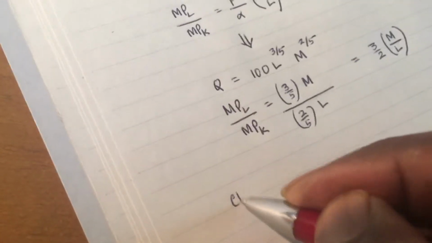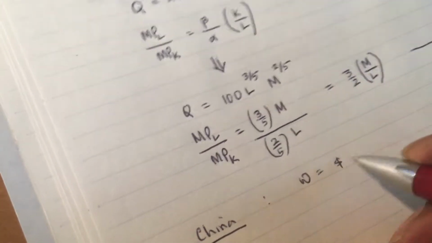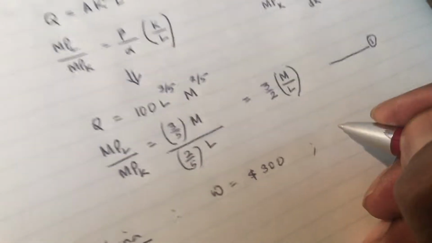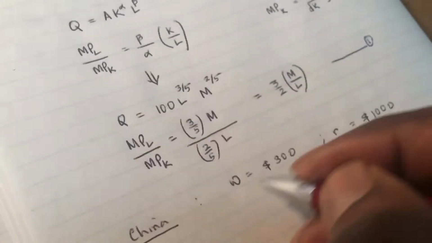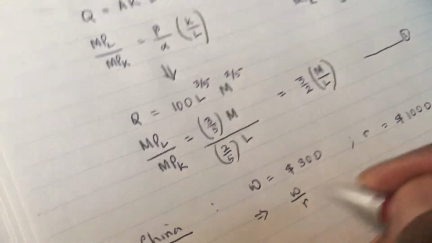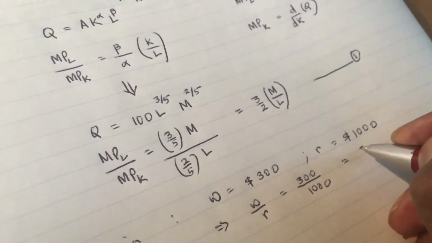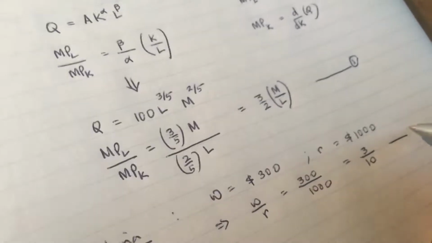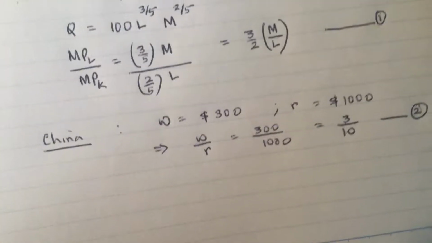The MPL over MPK is 3 by 2 M by L. Now if I am making it in China, I know my W is $300 and my R is $1,000. So therefore W by R is 300 by 1,000, that's 3 by 10. Now under optimal resource allocation, 1 and 2 have to be the same. So therefore, 3 by 2 M by L should be equal to 3 by 10.